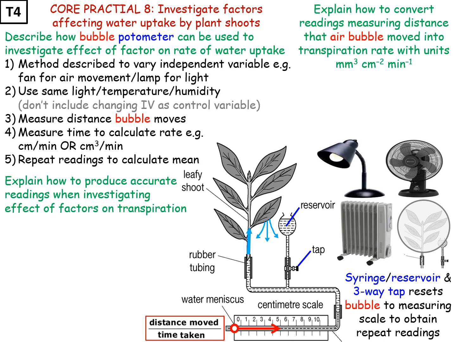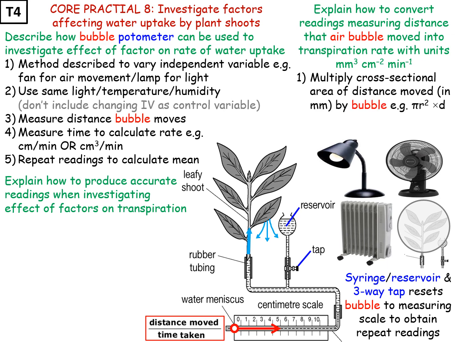Explain how to convert readings measuring distance that air bubble moved into transpiration rate with units millimeter cubed per centimeter squared per minute. The millimeter cubed is a volume, and that must be the volume of the water going into the leafy shoot, and that could be calculated because you know the distance the bubble moved. So you multiply the distance the bubble moved by the area of the circle of the potometer.